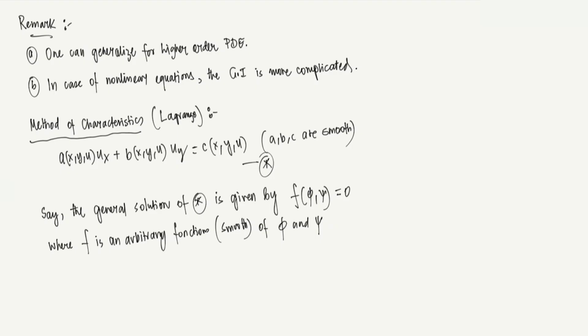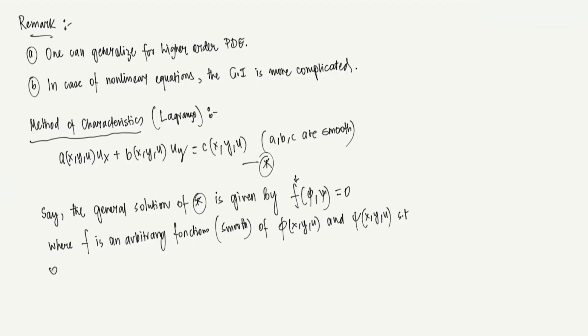Okay, maybe I can write it like this, phi of x, y, u and psi of x, y, u. I am assuming that my solution will be the zero set of some function small f. Is it okay? And the function small f is again a function of two other functions, phi and psi. What are the properties of phi and psi? They are functions from x, y, u to R, of course, such that this is very important.